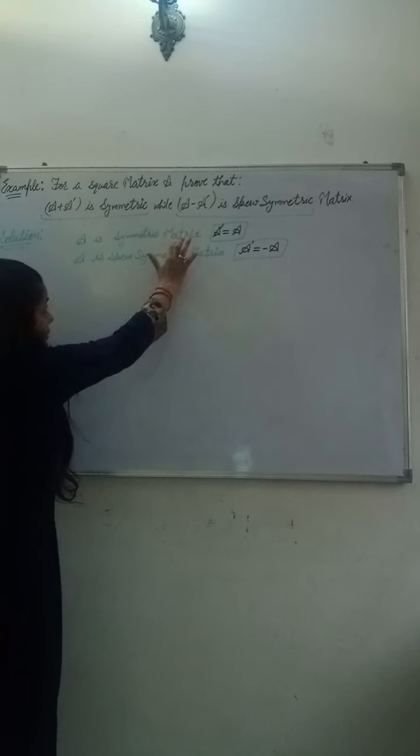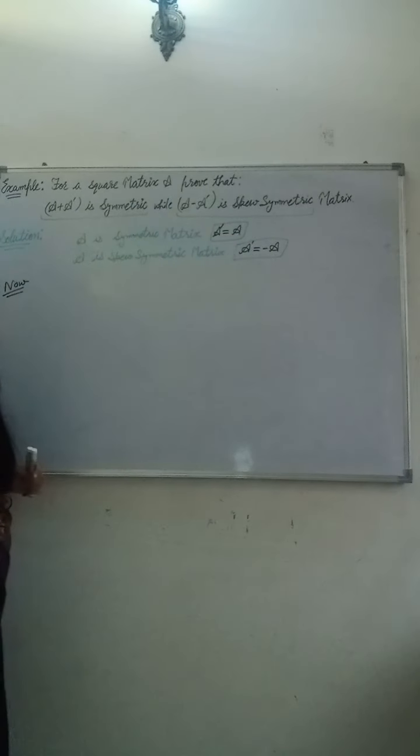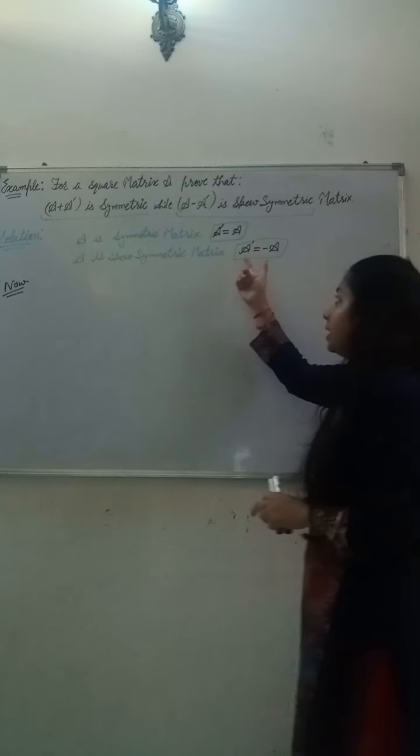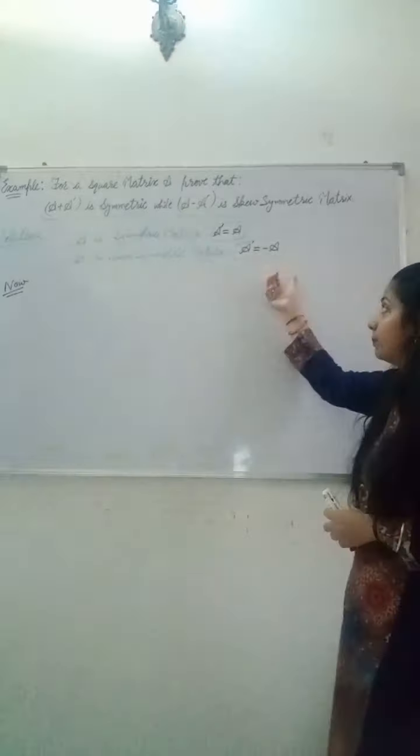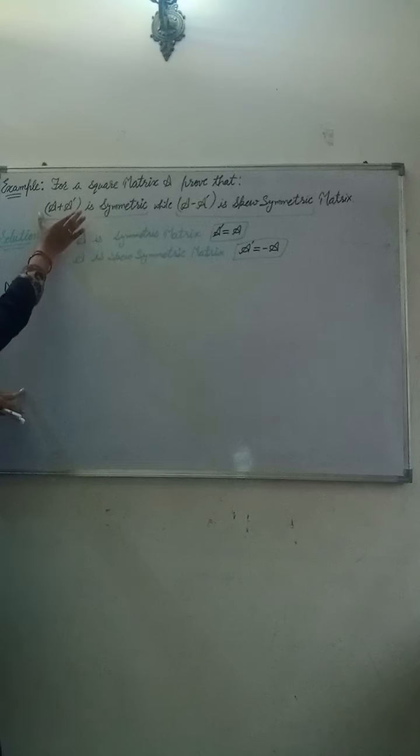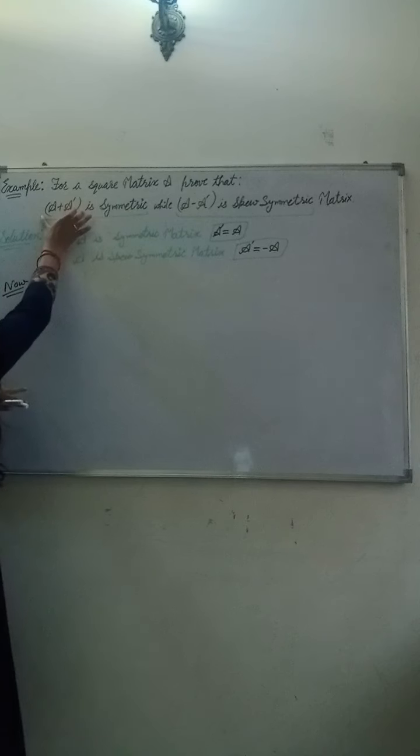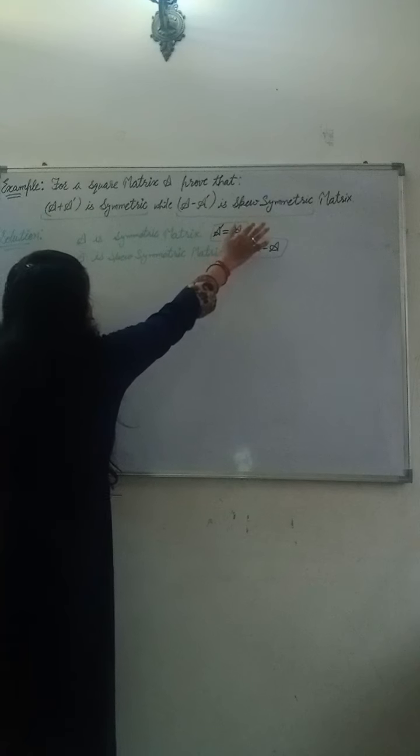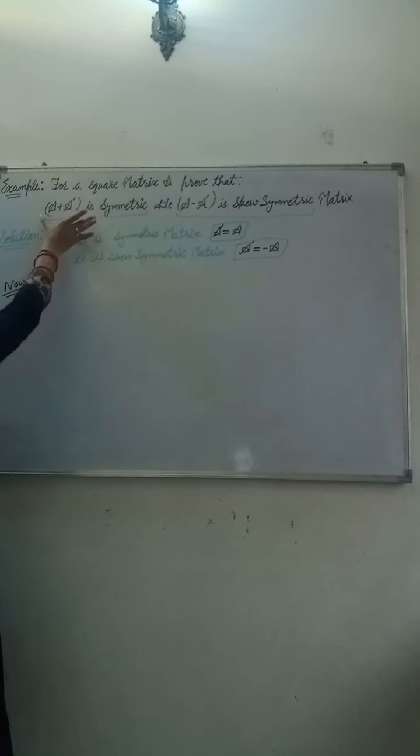We all know A is called a symmetric matrix if A dash is equal to A, and A is called a skew symmetric matrix when A dash is equal to minus of A. That's it. Now we have to prove A plus A dash is a symmetric matrix. For this we have to take its transpose, meaning I have to prove this property. I will use this property on A plus A dash, then I can prove it is a symmetric matrix.